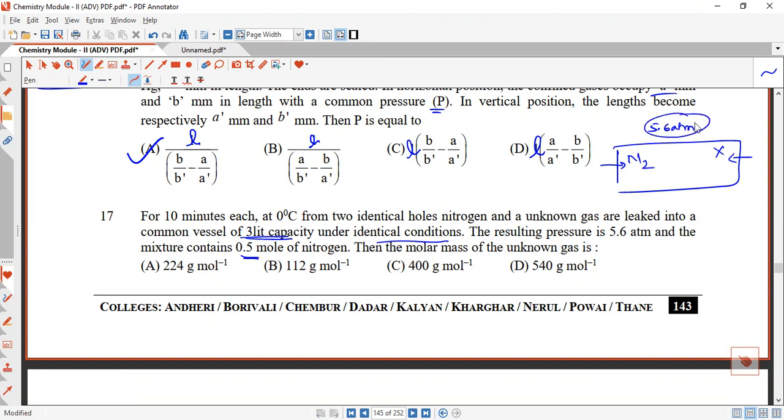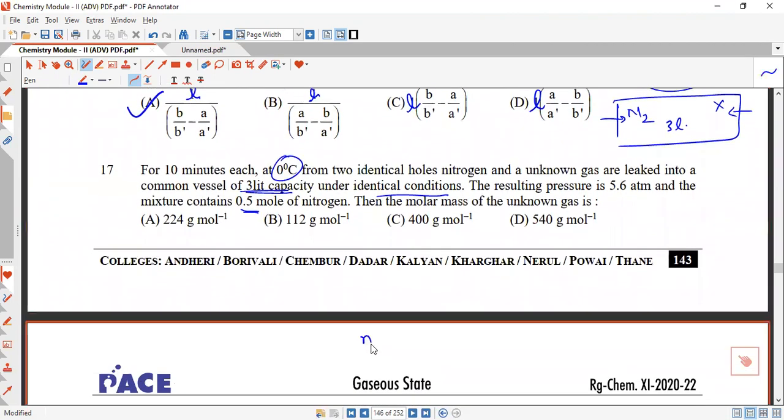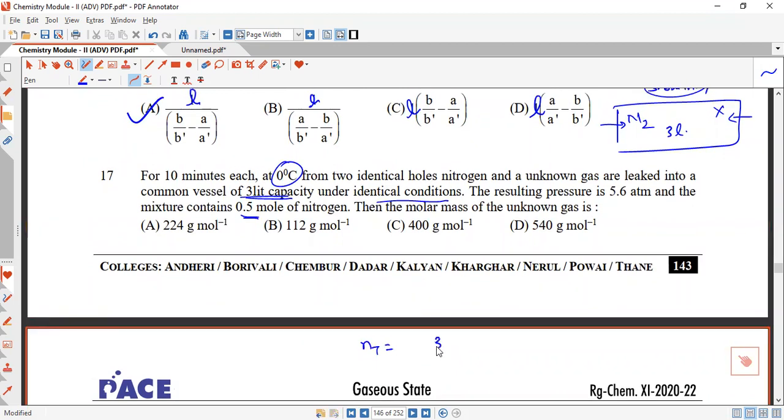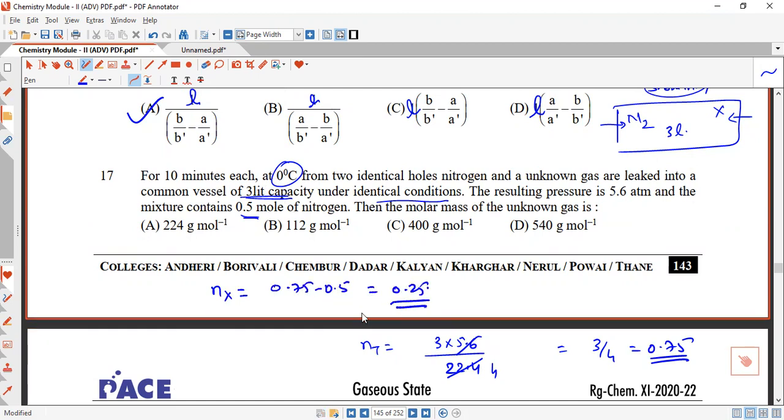Now you know pressure, you know temperature, 273 Kelvin, you know volume, 3 liter. We calculate the total number of moles. So N total is PV by RT, 3 into 5.6 divided by R T, 273 R is 22.4. So 3 by 4 is 0.75. Total number of moles is 0.75. Moles of nitrogen is 0.5. Moles of unknown gas is 0.75 minus 0.5, that is 0.25. These are the number of moles of X, the unknown gas.